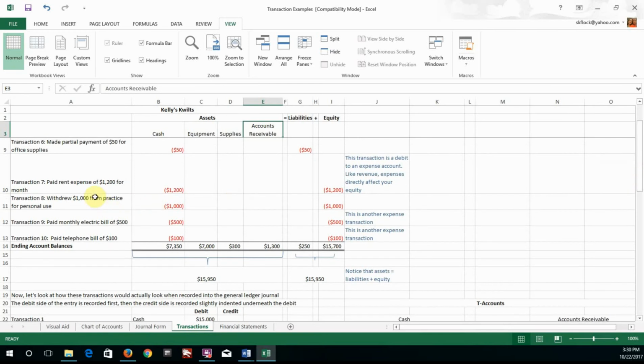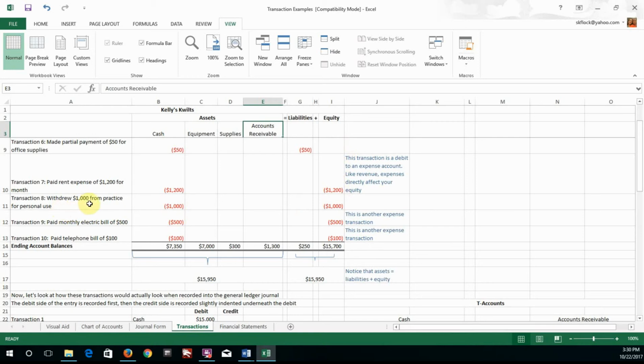Transaction 7, we paid our rent expense for $1,200 for the month. So we're reducing our cash, we're increasing our expenses, which reduces our equity. Remember, we talked in one of the first videos about the increases to expenses being debits, which cause a decrease to our equity.